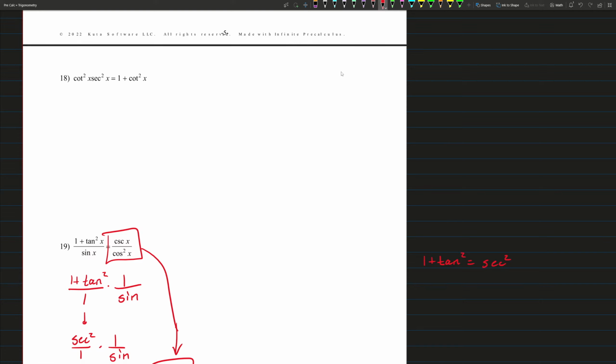Number 18, I'm going to write cotangent as cosine over sine, secant as 1 over cosine, and then I know 1 plus cotangent squared is cosecant squared, and that's from a trig identity. That's from the Pythagorean identity. So 1 plus cotangent squared is equal to cosecant squared.